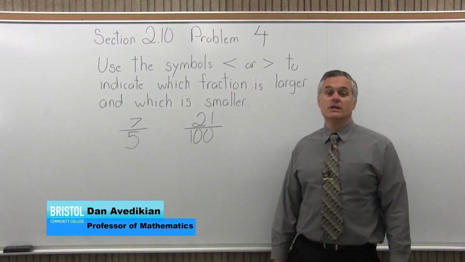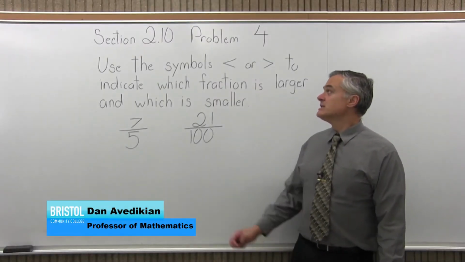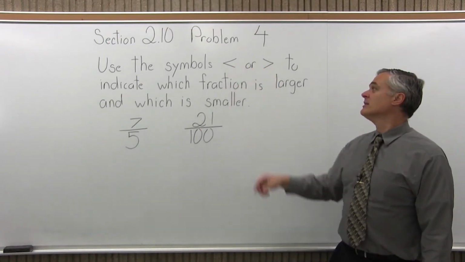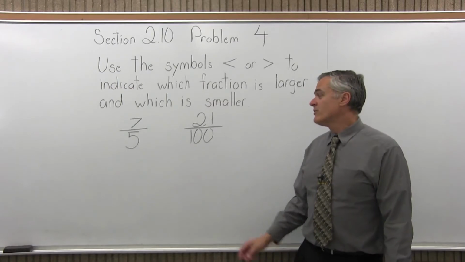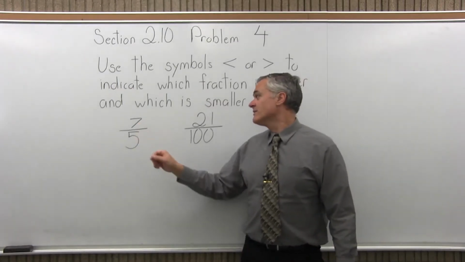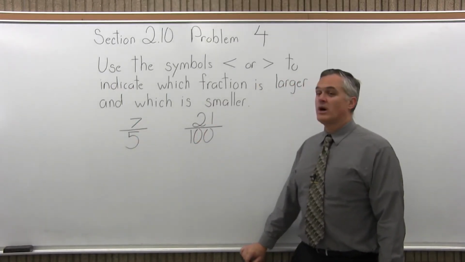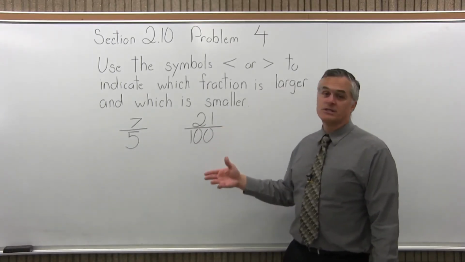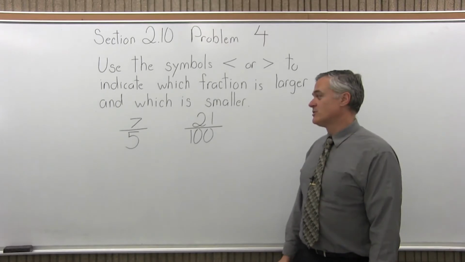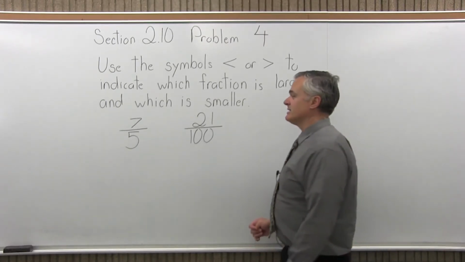This is Section 2.10, Problem 4. It says use the symbols less than or greater than to indicate which fraction is larger and which fraction is smaller. We have the fractions 7 over 5 and 21 over 100. Well, at first glance, 21 over 100 seems to have bigger numbers and it seems like it should be bigger, but it's really not the case.